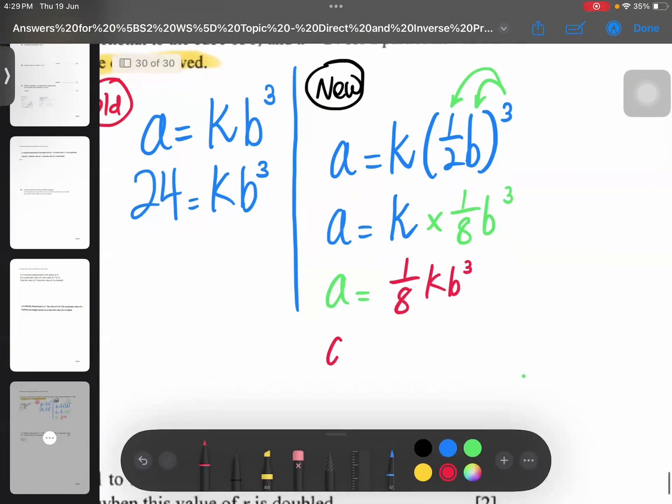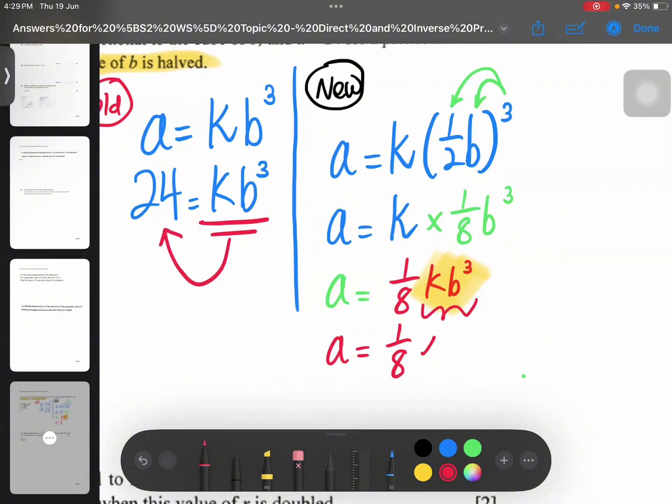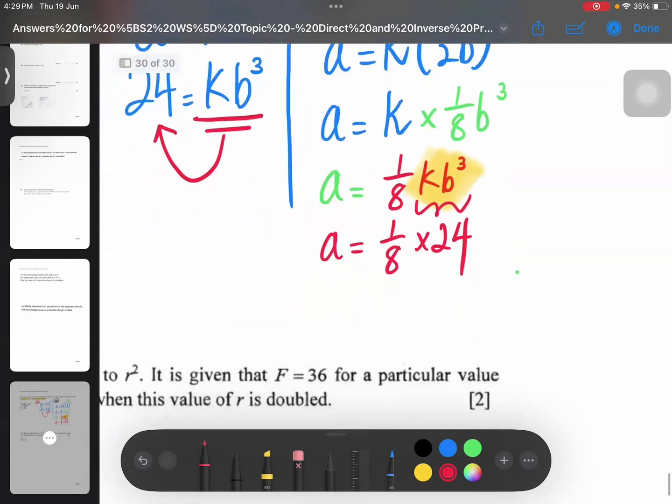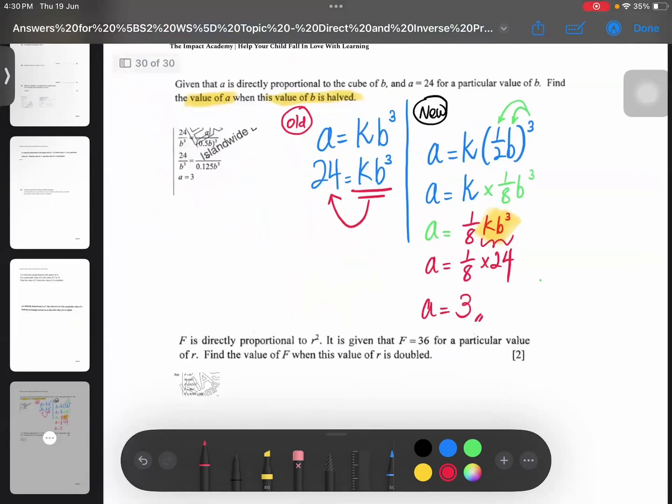Okay. I don't know if you realize, all right, I already have the value of KB cubed. What is the value of KB cubed? In my O, I realized that KB cubed is how much? 24. Yeah, so I just have to times 24. Can you understand? So this is very similar to the percentage part. So A is equals to 3. Can you understand so far? All right, and that is the reason why your answer for this question has to be 3.